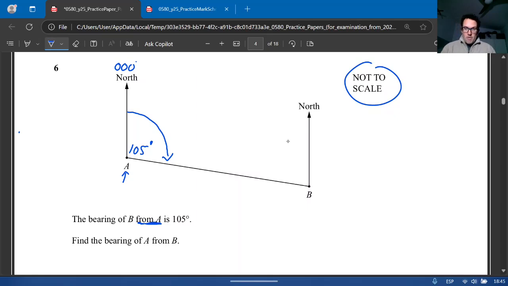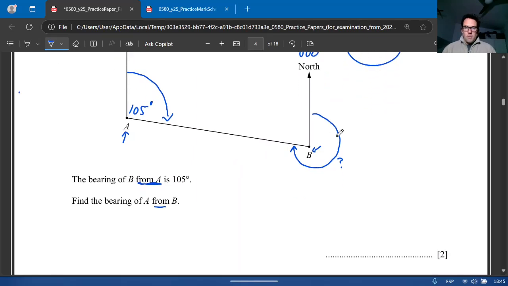That means we're at B. Now remember the rules of bearings. You have to start from north, which is 0 degrees. That's the first rule. You have to go clockwise. And you have to write three figures, which is not really relevant here. Okay, so this is now what we want to know. Of course, we're at B, going clockwise.